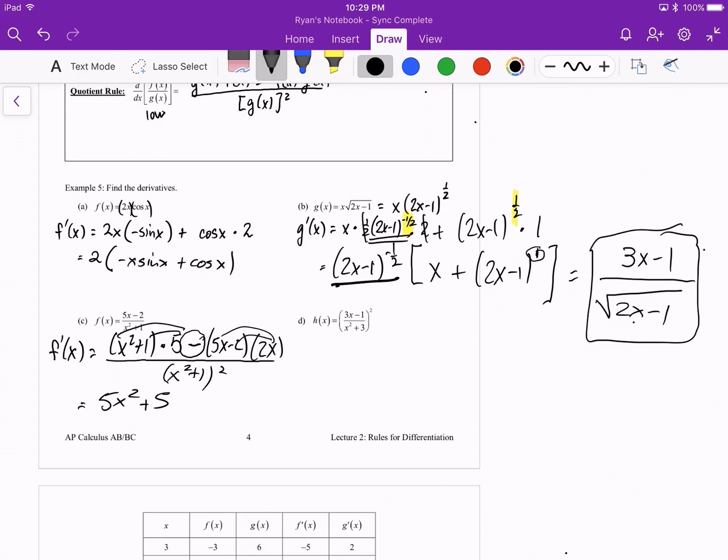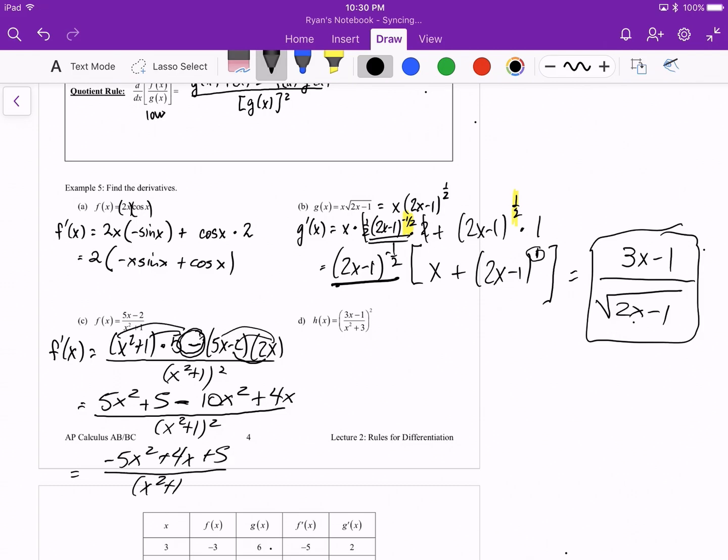I have 5x times 2x, which is a 10x squared. But because the minus sign is right there, it's going to be a minus 10x squared. And then if I do negative 2 times 2x, these two terms multiplied together, that's negative 4x. But because the minus sign was right here, it's really going to be a positive 4x. Okay, don't forget your denominator. That can't disappear on you, so that's going to say x squared plus 1 squared. And then the last thing I'm going to do is collect the like terms to get the final answer. So this is going to say negative 5x squared plus 4x plus 5, and then all over the denominator squared, x squared plus 1 squared.